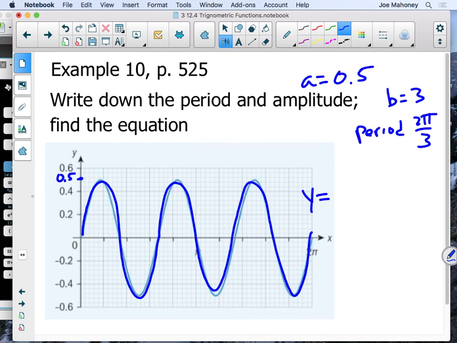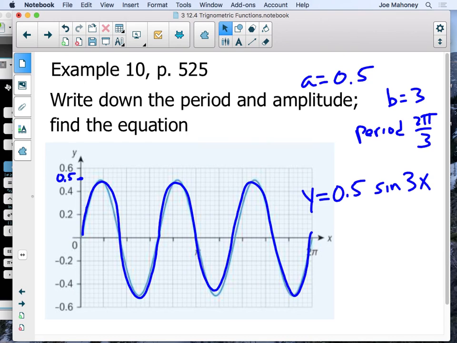So how about the equation y equals 0.5, or 1/2? Nope, not cosine. Sine 3x. Graph it on your calculator. See if it matches. It does. Celebration, friends.